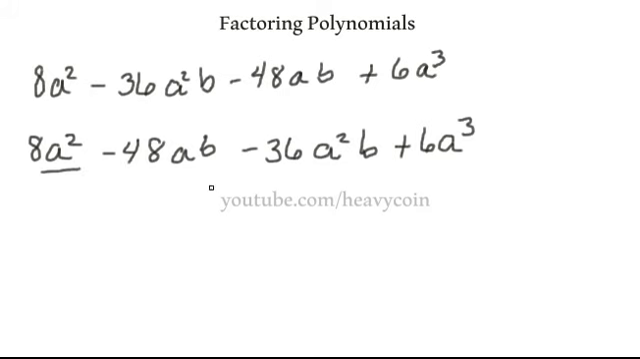Alright, so let's look at these two monomials, two terms here in the polynomial. The largest number that goes into both 8 and 48 is going to be 8. And of course we can factor out an a. We have two a's here and one a here. So I pull this 8 out and an a out, and all we're left with is 1a minus 6b.